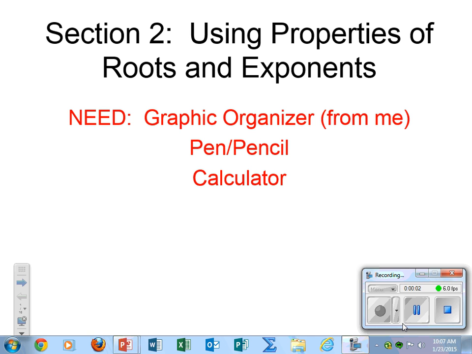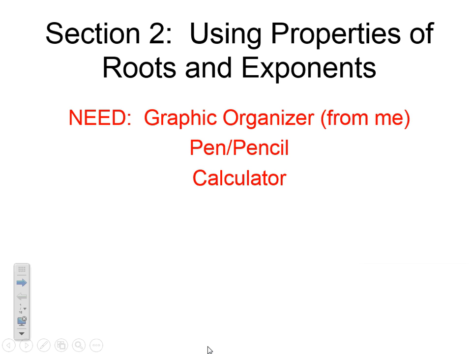Hello everybody. Today we're going to start into the second section of our unit. We're going to be using properties of roots and exponents, but today we're just going to focus on the exponent part of this. You should have a little graphic organizer or foldable that we made and something to write with, and a calculator, of course.